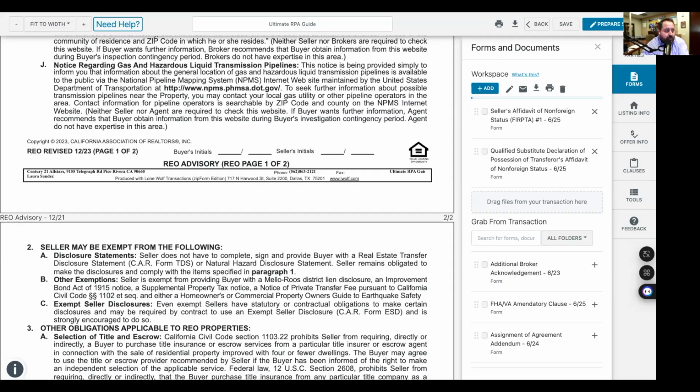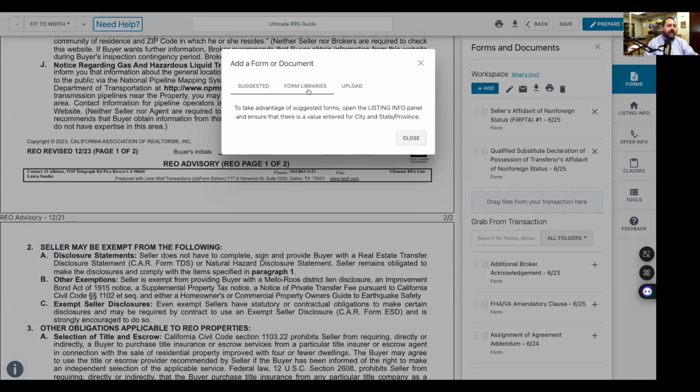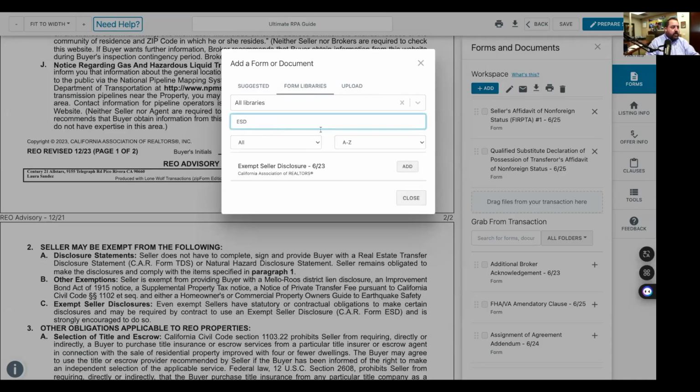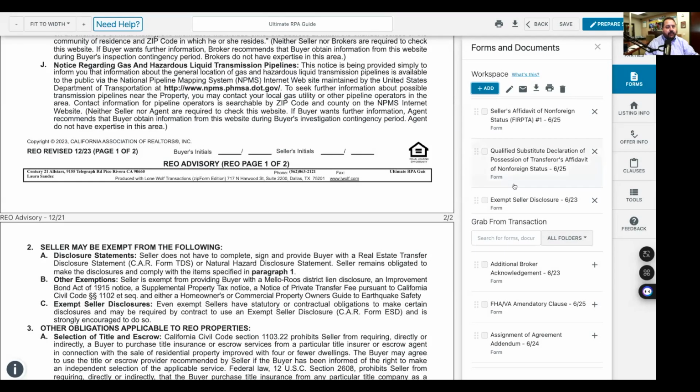Exempt sellers disclosure. Even exempt sellers have statutory contractual obligations to make certain disclosures and may be required by contract to use the exempt seller disclosure and is strongly encouraged to do so. So that's when we talked about the ESD. If you guys want to see the difference between the ESD and the SPQ, they are similar. They are just shorter. So we can add the ESD just so you guys can take a look at it.